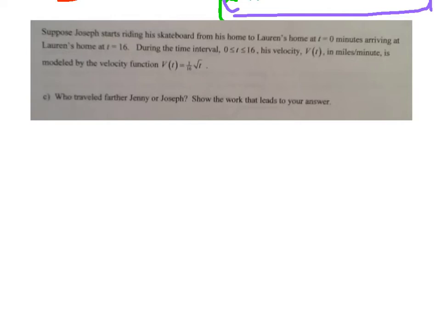They've given us A and B, which are pretty straightforward, and now they throw a twist at us. Suppose Joseph starts riding his skateboard from home to Lauren's home at time t equals 0, arriving at Lauren's home at t equals 16. During the time interval 0 to 16, his velocity is in miles per minute, so let's underline that, and it's modeled by this function. Notice they're not giving you a graph this time, they're giving you a function instead.